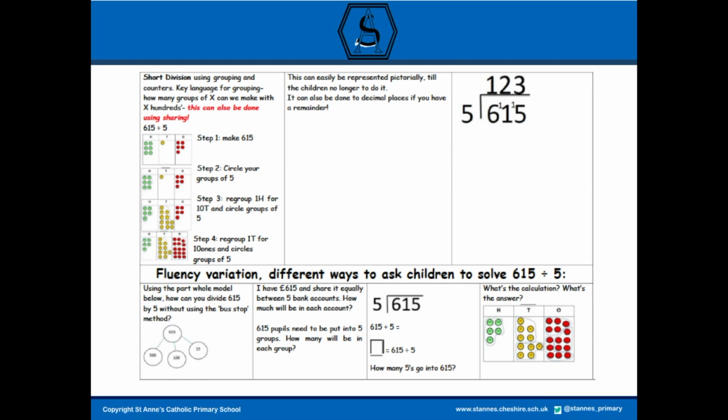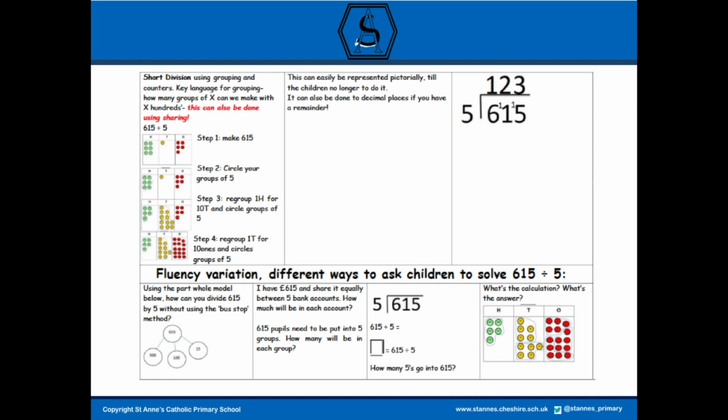Now this can be represented pictorially, where the children do it themselves in their books, and then onto the abstract, which is the bus stop method. 615 divided by 5, and you can see here how we needed to regroup and how that is written in the abstract method.